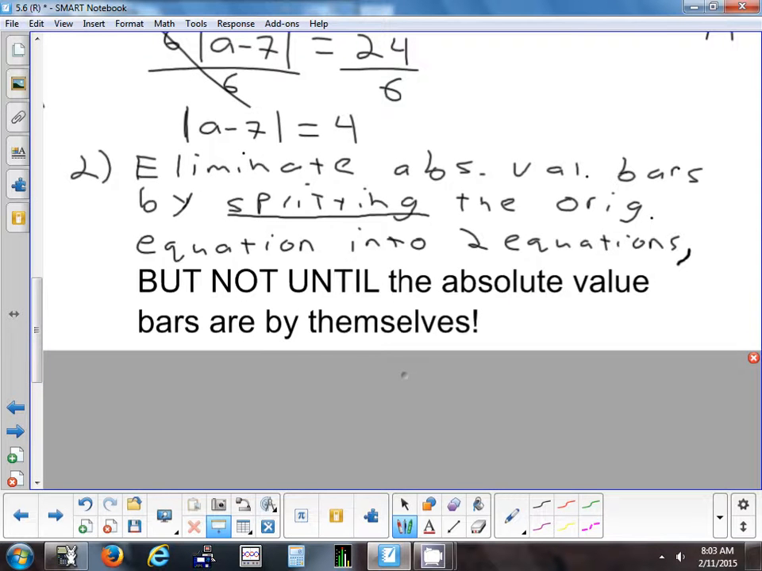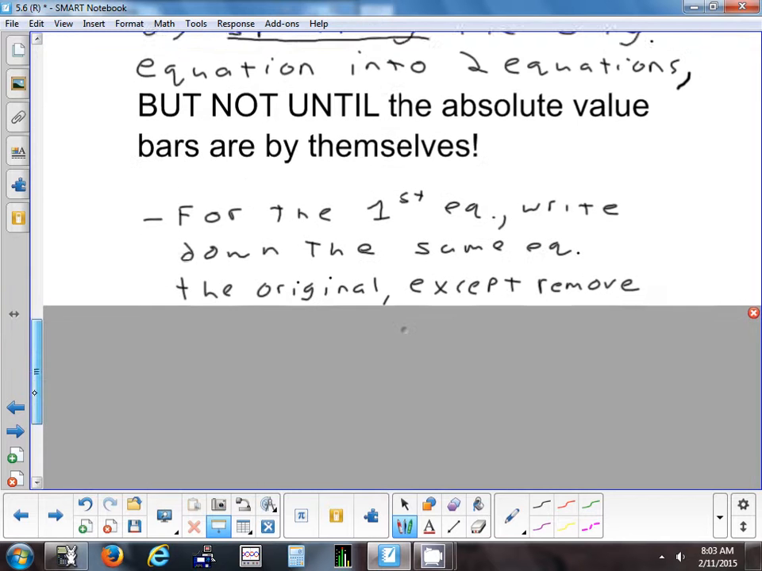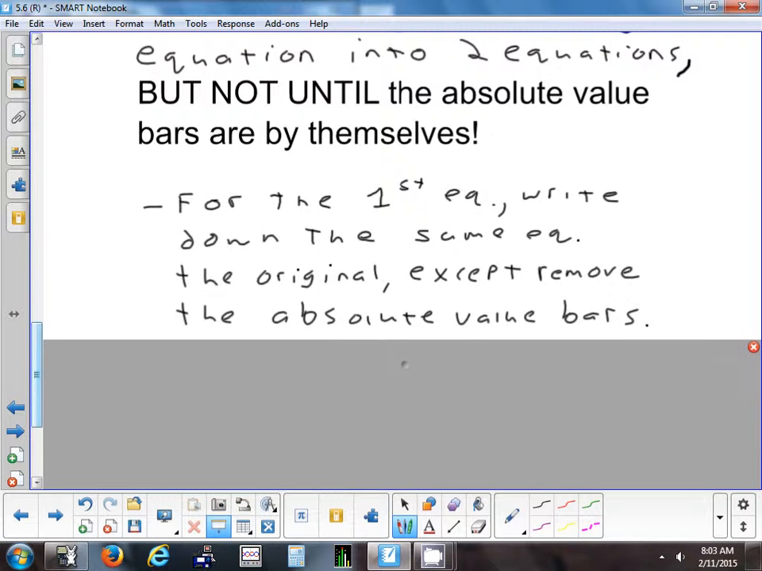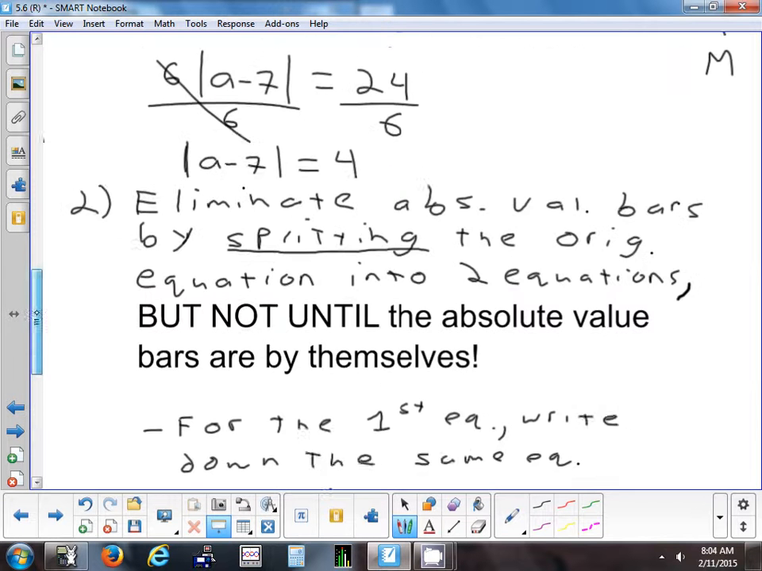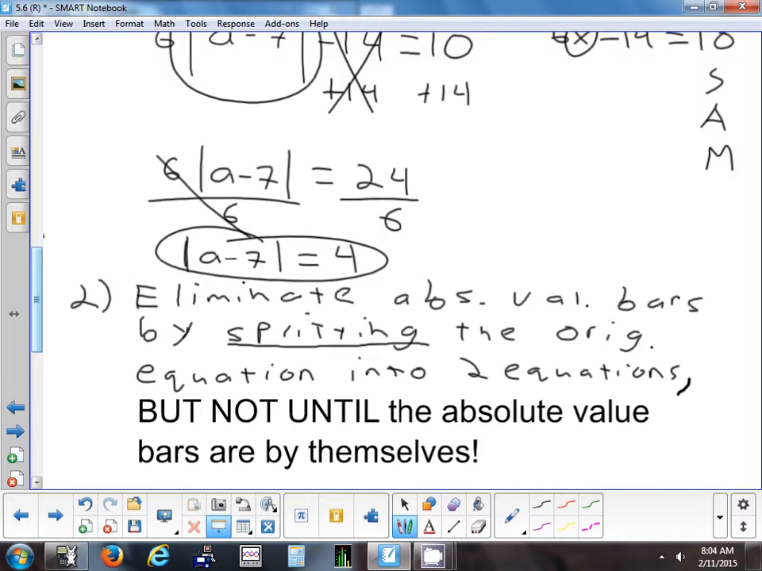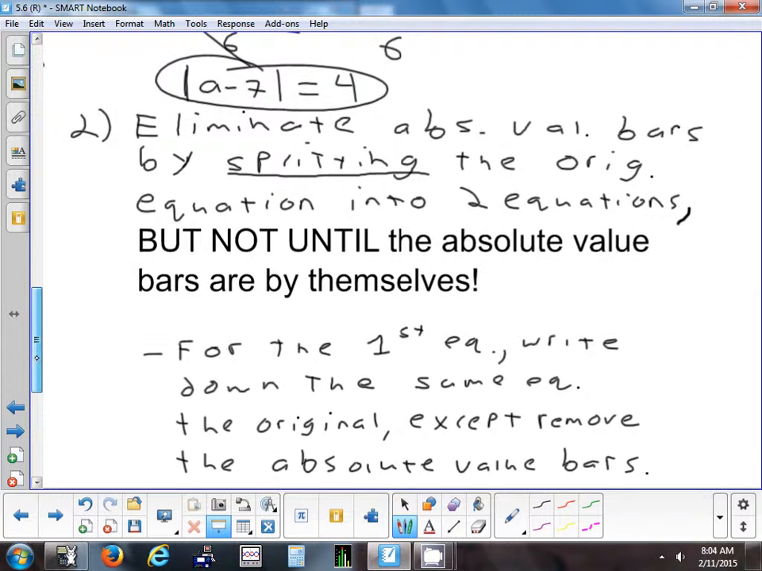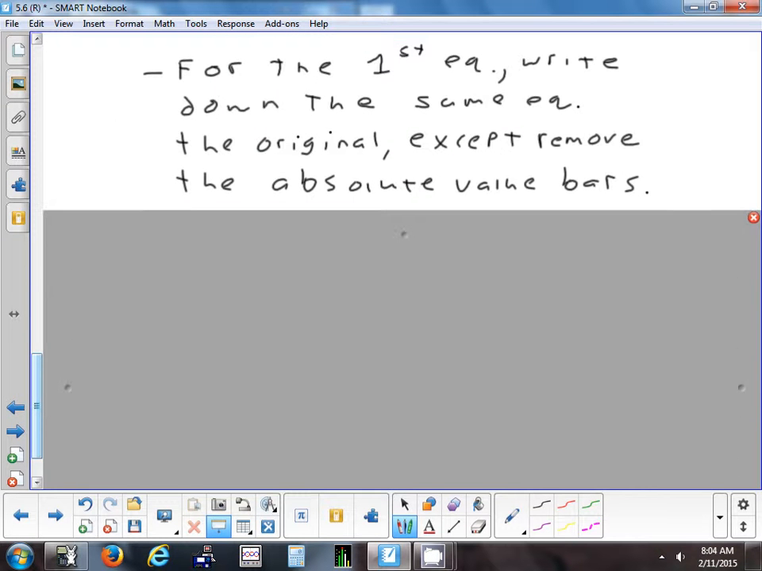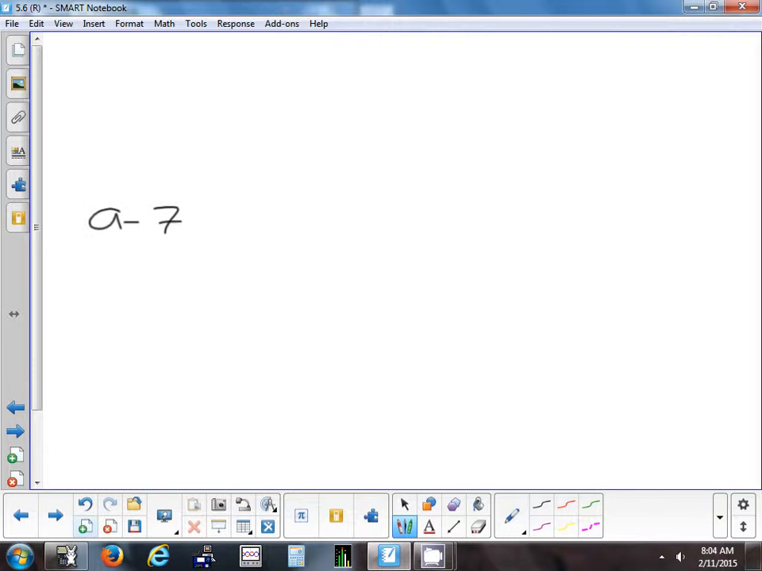The next step is we've got to get rid of those absolute value bars. We do that by splitting the original problem into two separate problems. I'm going to show you how to get each problem. For the first problem, we take the original equation, copy it down, and remove the bars. So we'd have a minus 7 equals 4. Let me show you what that would look like.